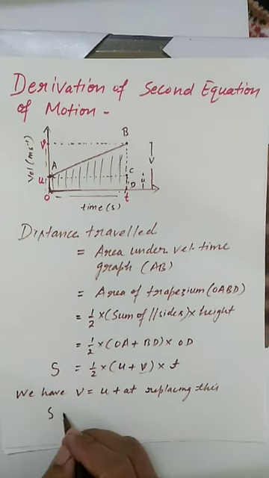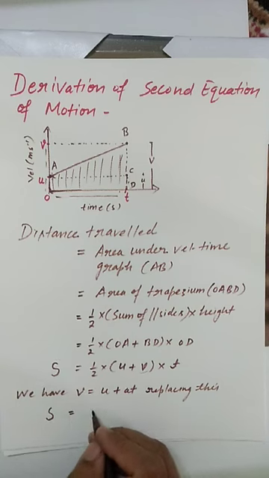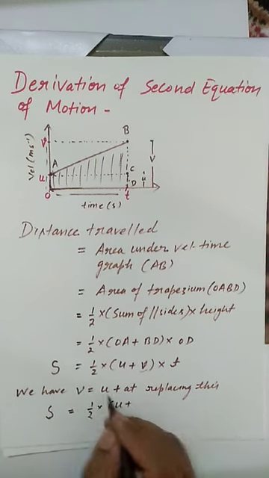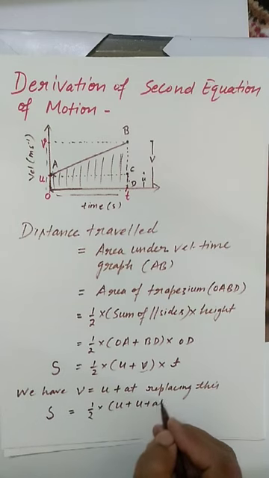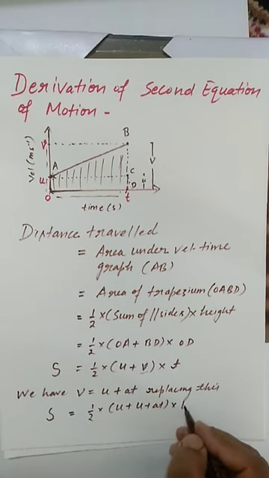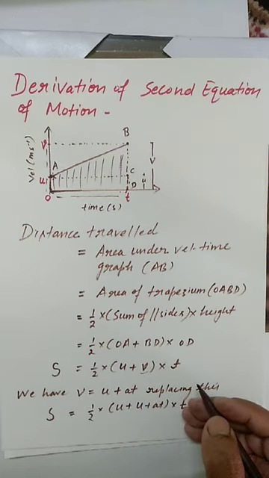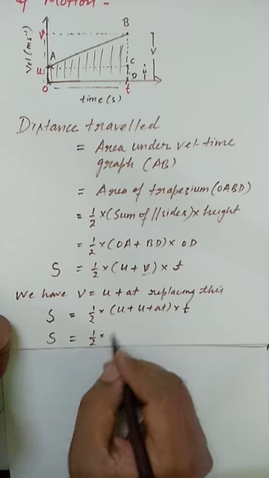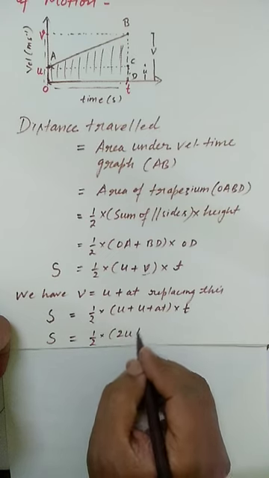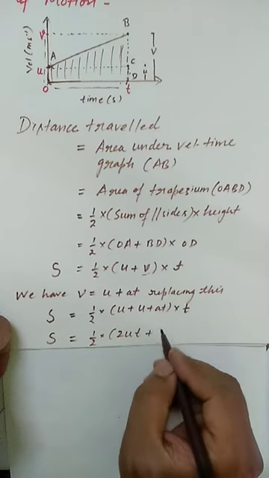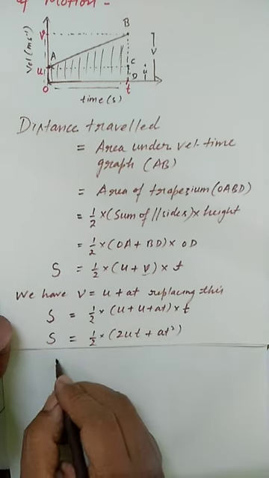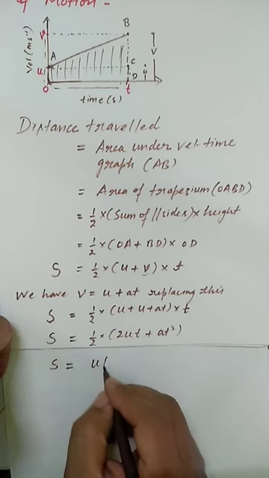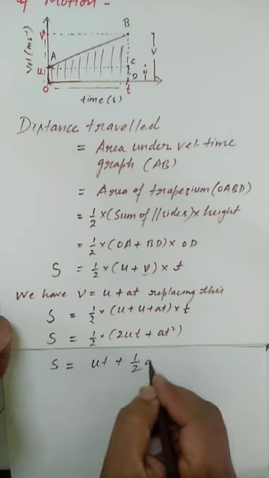we can write s equal to half, in place of v we will now write (u plus at) multiplied by t. So s is equal to half (2ut plus at square). So by simplifying this, we get ut plus half at square.